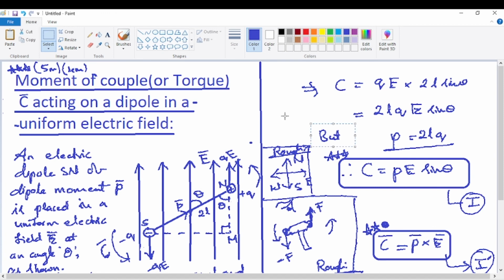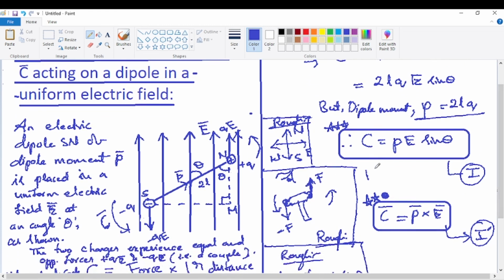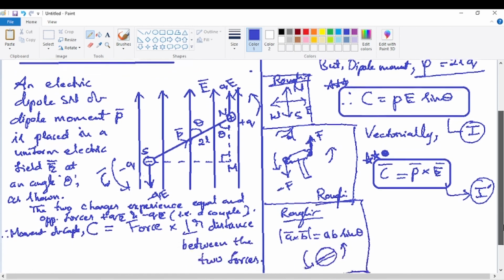But, I'll just move the equation a little to the right, so that sufficient space is there for writing dipole moment. So here I have written very quickly, the word is not clear. Just remember this, because you did not write the earlier part of the note yet. But dipole moment P is equal to LQ. This is the basic equation. Therefore C is equal to P E sin theta. Now vectorially, that means in vector notation, this is the equation for moment of couple.